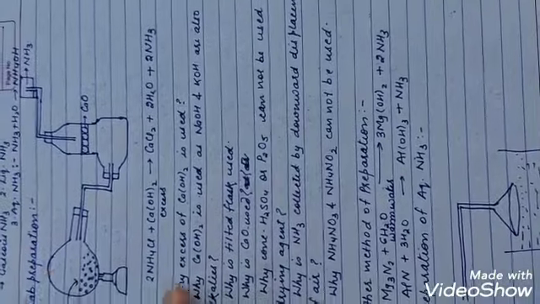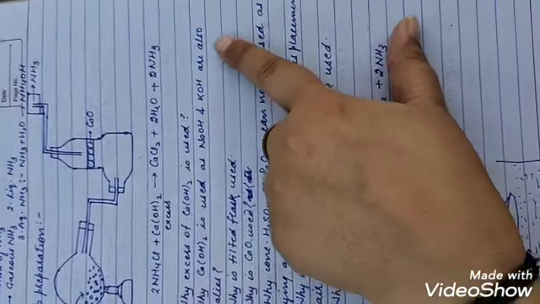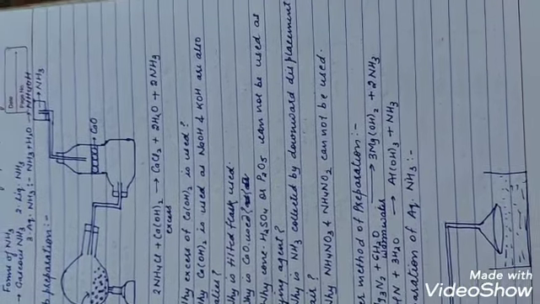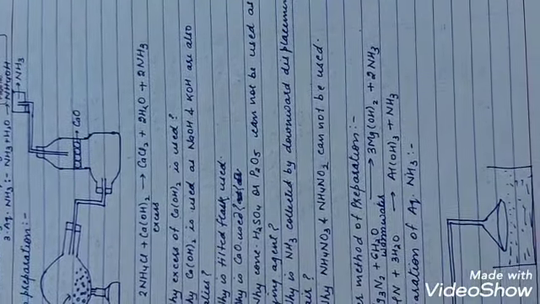Next question is, why is calcium hydroxide used, as NaOH and KOH are also alkalis? As I told you, because NaOH and KOH are deliquescent alkalis.